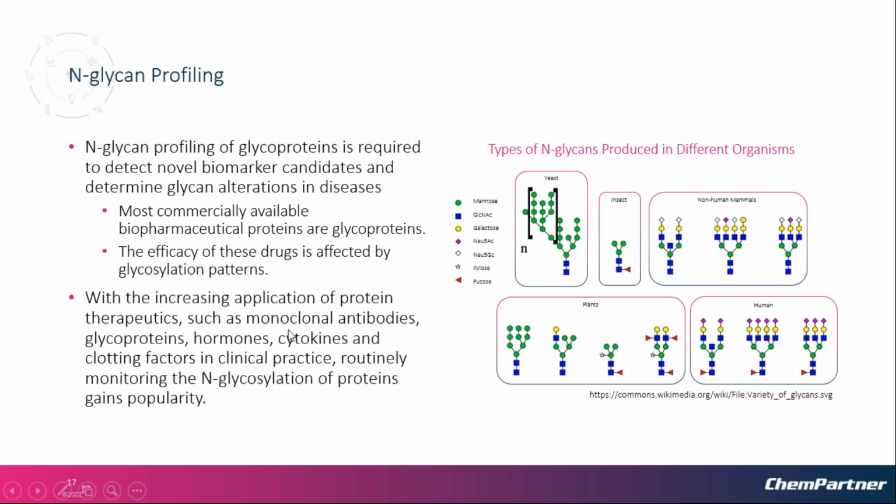With the increasing application of protein therapeutics such as monoclonal antibodies and glycoproteins, routinely monitoring the N-glycosylation of proteins has become popular. The right panel shows the types of N-glycans produced in different organisms.